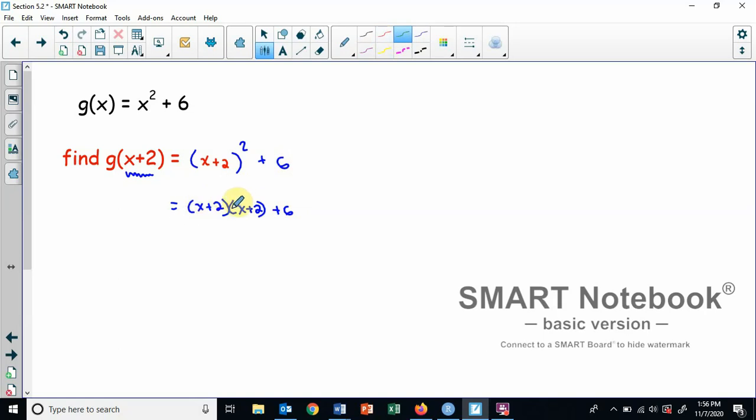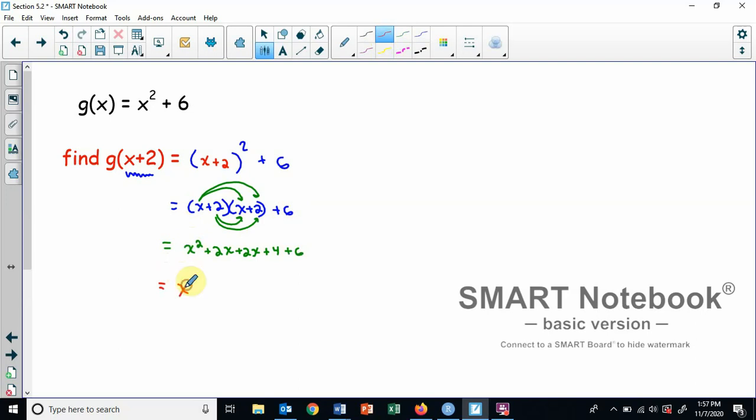So now I can multiply x times x is x squared. X times 2 is 2x. 2 times x is 2x. And then finally 2 times 2 is positive 4. Once again, don't forget to bring down your positive 6. So now I need to combine like terms, and I will be finished.